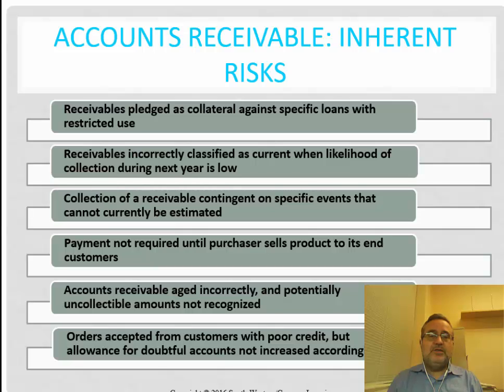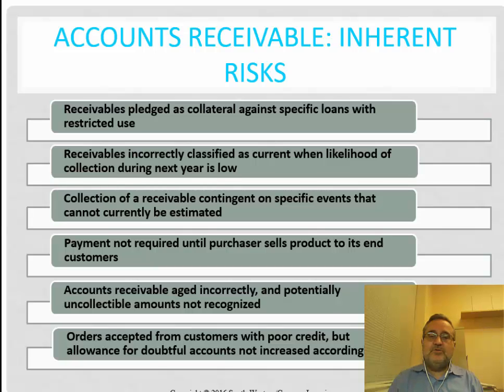Accounts receivable aged incorrectly, potentially uncollectible amounts not recognized. This is specifically related to a valuation issue, and in fact is part of our valuation process. It's very important for us to understand the allowance for doubtful account and how it's collected, and we're going to be doing some very specific procedures related to this account.